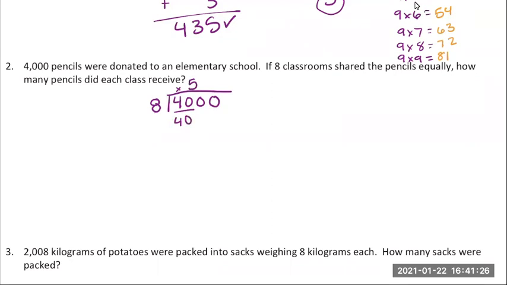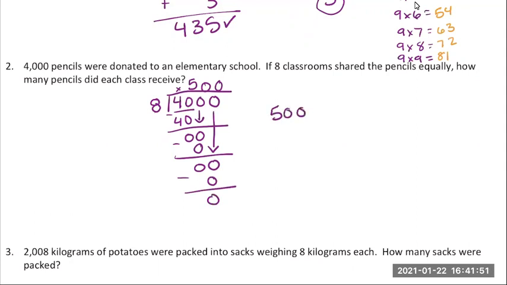We're going to multiply it out, and we get 40. Subtract and bring down. We have 0. 0 divided by 8 is just 0. Multiply, subtract, bring down. 0 divided by 8, another 0. Multiply, subtract. We have nothing else to bring down. So we have 500 as our quotient. 500 times 8, double checking it. 4,000 here, 4,000 here. We are good to go. We know we are correct.